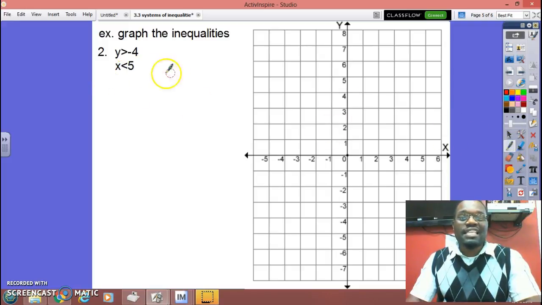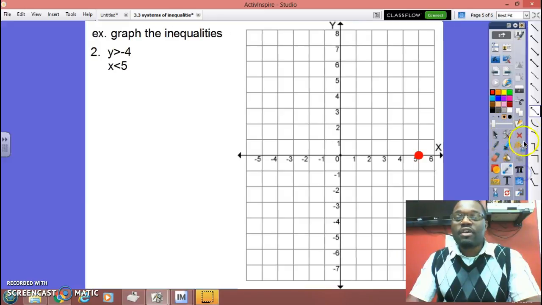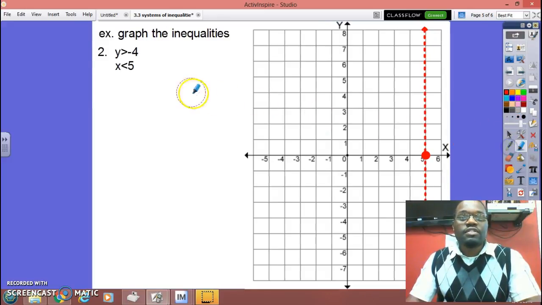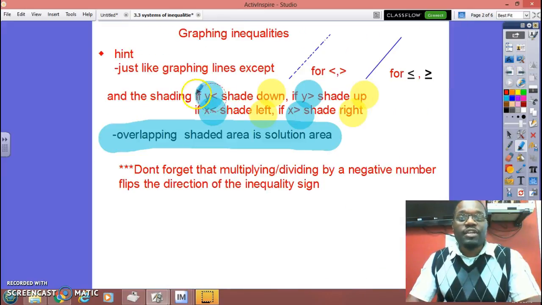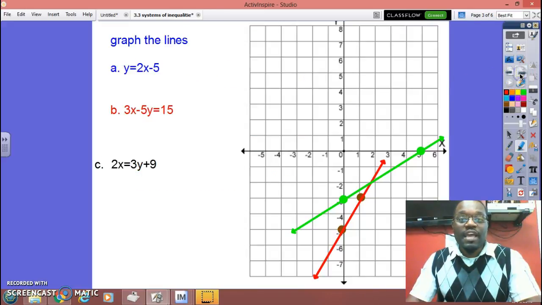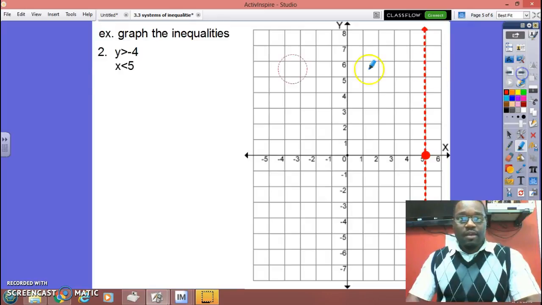Now, let's try this one here. X is less than 5. Well, how do you graph that? Well, that is a vertical line. And it also will be a dotted line. Now, how do I know it's going to be a dotted line? Well, because it doesn't have an equal to. So I'll do my dotted line. And so the question is, which way on the x-axis is less than? Now, if you forget, what I'm doing is I'm referring back to this part here. X is less than, you shade to the left. X is greater than, you shade to the right. So which one do we have? We have X is less than.